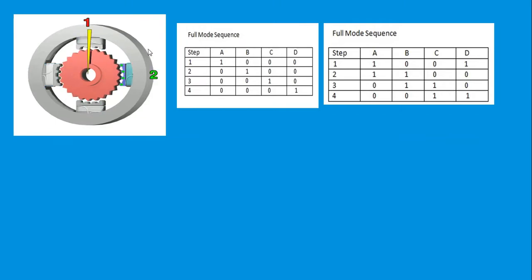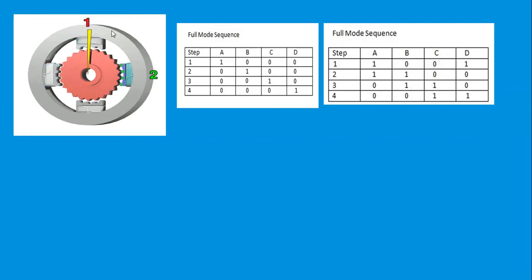In case of full mode, each stator can be energized separately. For example, if this is stator A, this is stator B, and this is stator C and D, then the sequence of energization is: you have to energize A followed by B, then C and then D. Thereby the stepper motor rotor will rotate in a clockwise direction. If you want to reverse the direction of the rotor, then the sequence of energizing these coils has to be reversed. That means you have to energize D followed by C, then B and then A. Thereby you can reverse the direction of the rotor.